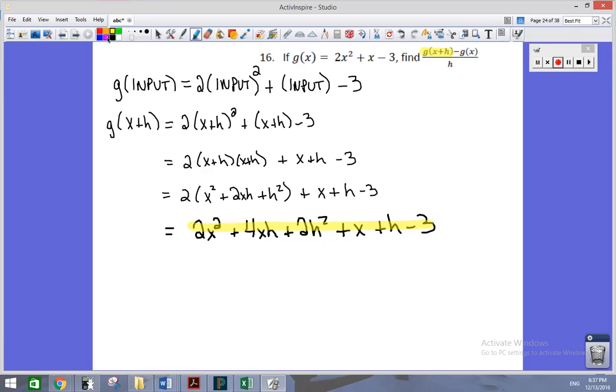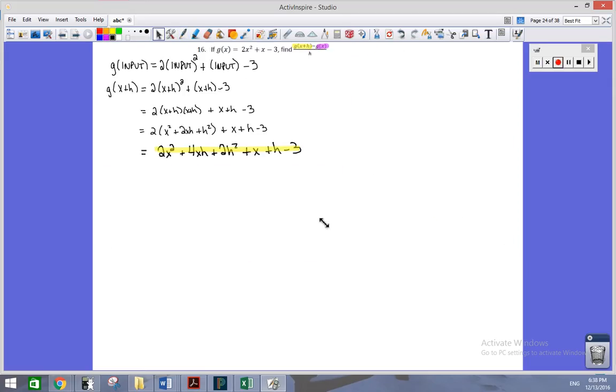Well, I have to figure out the second term, the g of x. Hey, that's given to me. That's 2x squared plus x minus 3. So I'm ready to find this ratio. I just need to give myself some room here to write and still be able to read what I have.